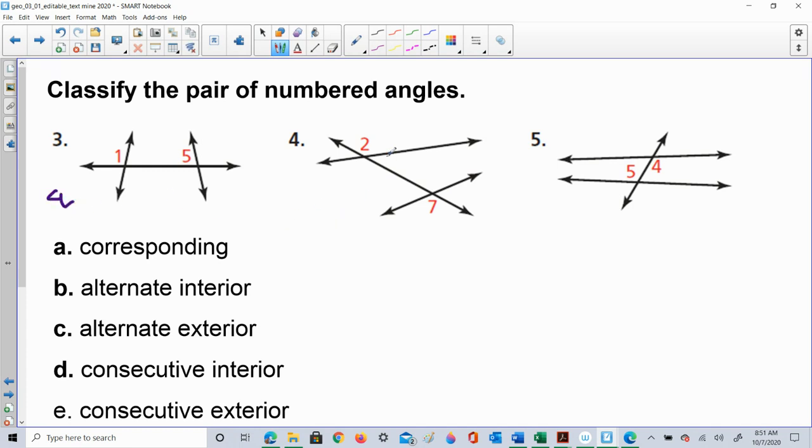Horrible writing. How about number 4? What relationship do 2 and 7 have? I examined where they are. Well, they're on opposite sides of the transversal, outside of the two lines, so they're alternate exterior. This would be C. And number 5, 5 and 4. Well, they're on opposite sides of the transversal, so they alternate inside of the two lines. They are alternate interior. This would be B.